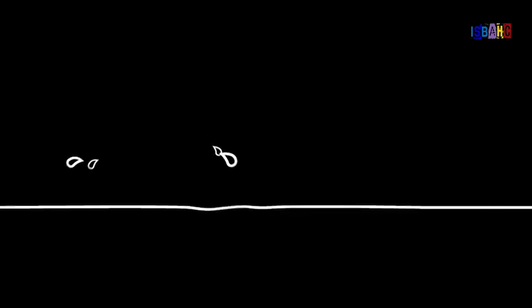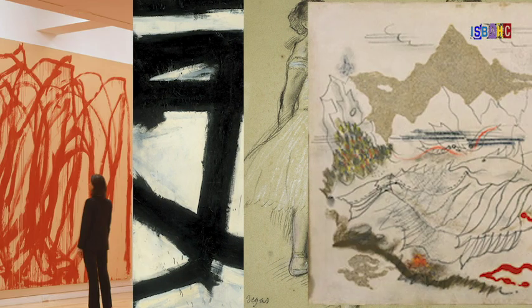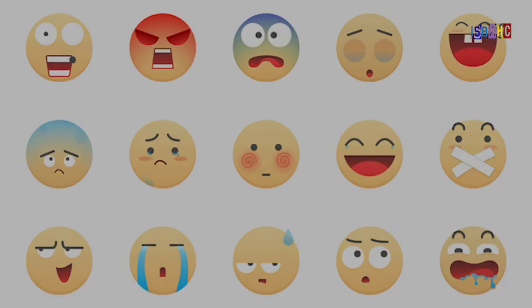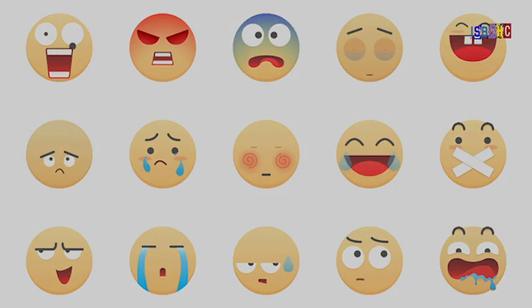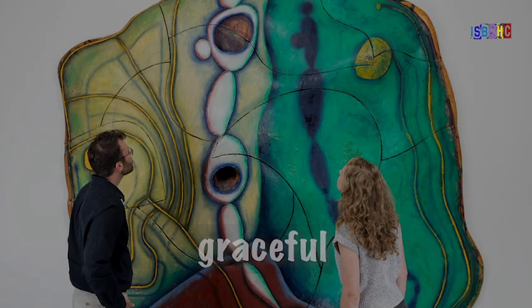The character of a line alone can be quite expressive. Lines can be bold or delicate, curvy or pointed, thick or thin. If you could touch your emotions, how would they feel? Would anger feel jagged or smooth? If you were feeling calm, would you choose a graceful or choppy line?